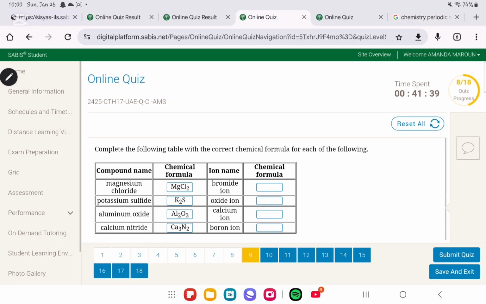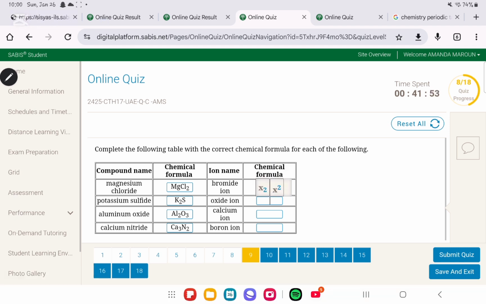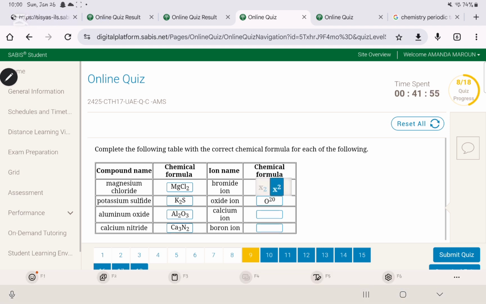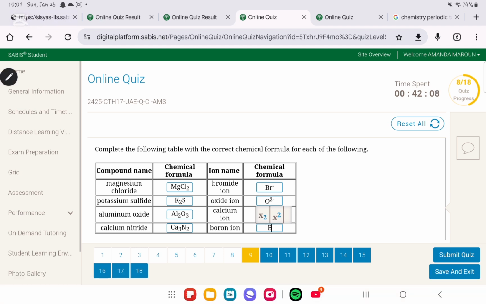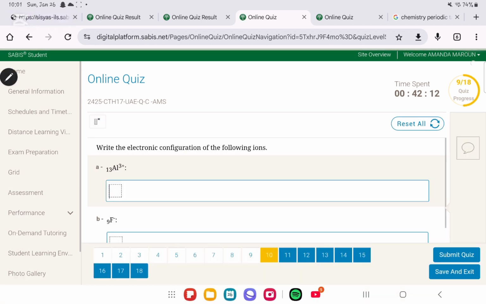or the resultant charge. So this one, the bromide ion, it is Br-. An oxide ion is O2-. A calcium ion is Ca2 plus. Okay, and a boron ion is B3 plus. Okay, we move on to question number 10.